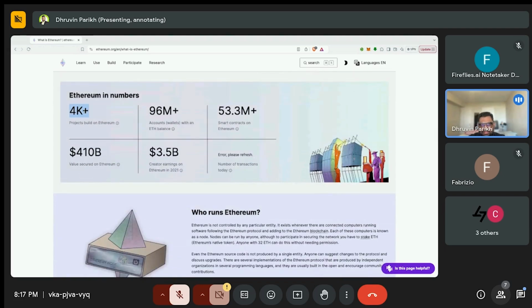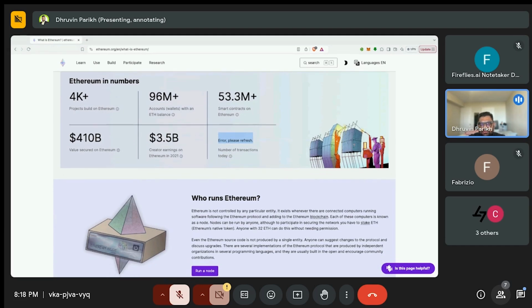These statistics keep on updating, but as of now, more than 4,000 projects are built on Ethereum. There are more than 96 million accounts which have some ETH balance. There are more than 53.3 million smart contracts on Ethereum, and increasing. 410 billion tokens' worth of assets are locked. That's what they're calling value secured. And there is some number of transactions, which is not showing up, but anyway. 3.5 billion dollars' worth of earnings took place on Ethereum in 2021 alone.